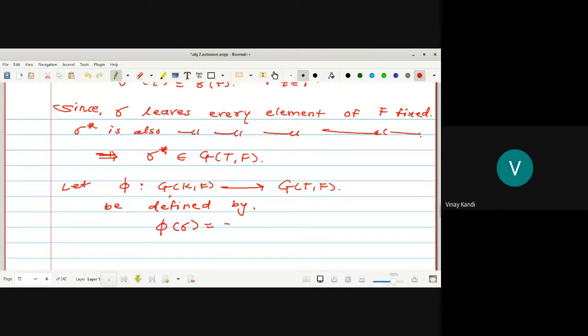What is the input here? Sigma belongs to G(K/F). And what is the output? Sigma star. That sigma star is the restriction of sigma on T, which leaves every element of F fixed, for all sigma belonging to G(K/F). Okay. Any doubt up to here?